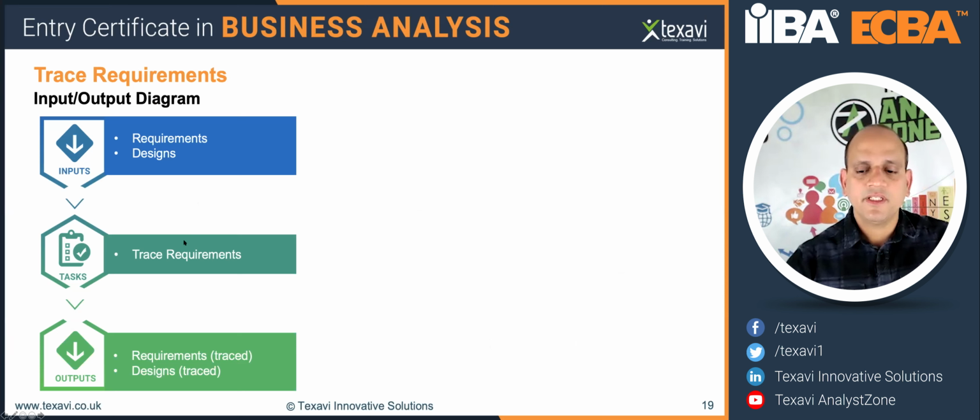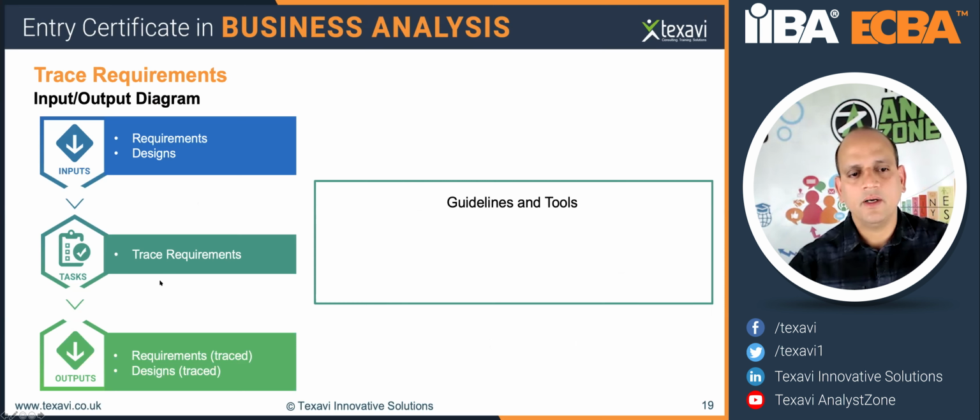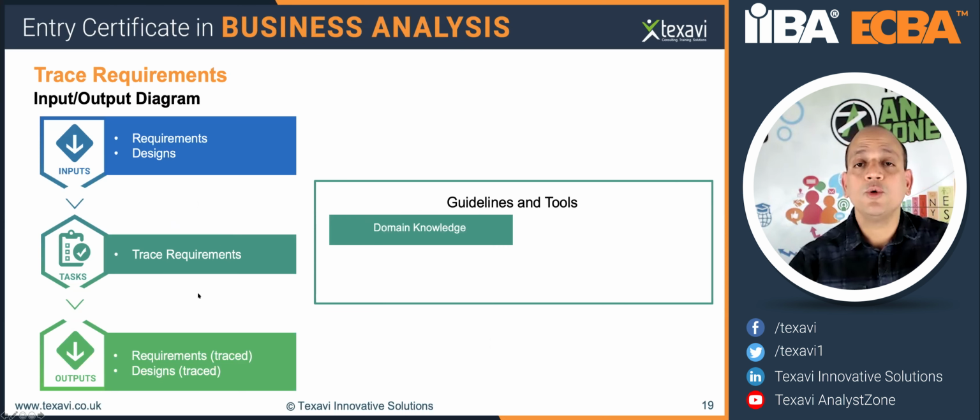So what are the inputs for this one? We have the requirements and the design coming as inputs for this one. And what we do as part of the tracing of requirements, we need domain knowledge, obviously, because that would help us to understand what is important to be able to trace requirements.